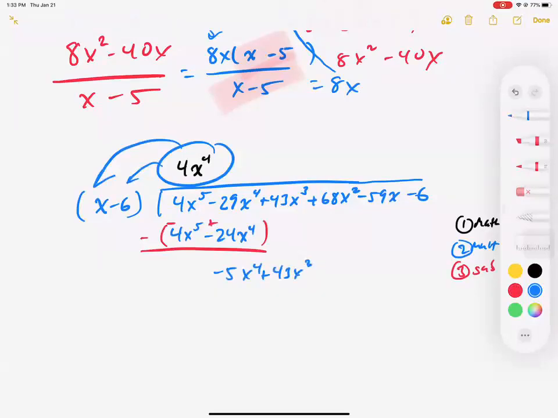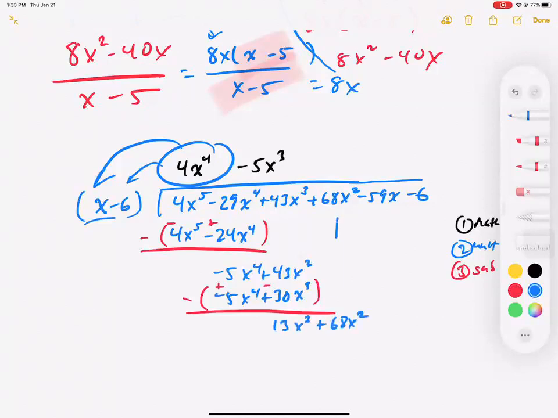And we go again. How can I make x become negative 5x to the fourth? That's a negative 5x cubed. We match, now we multiply down. That's negative 5x to the fourth plus 30x cubed, since 5 times 6 is 30 and a negative becomes a positive. And then we subtract. Make sure you flip the signs so you can see it. Because that's a 43 minus 30, which leaves me 13. Okay, bring down the 68 now.